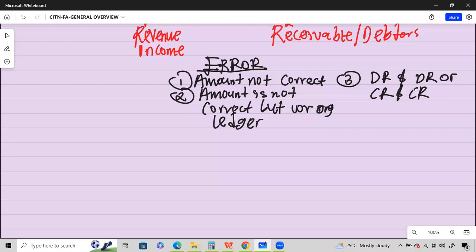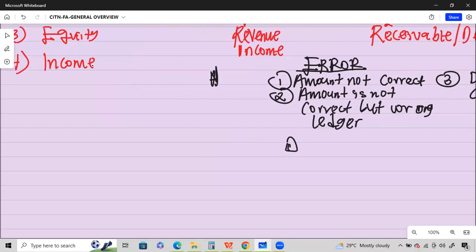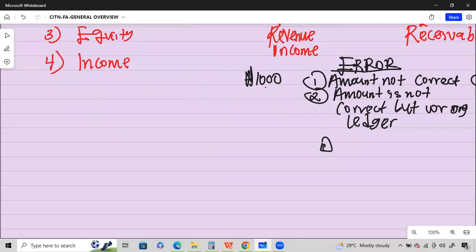You know what the principle of double entry is saying: if you debit one account, you must also credit another account. So we cannot have a situation whereby it was credit, it was debit. We can have one, that is number one, the amount is not correct. It's supposed to be 1,000 naira, but we now record 100 naira. That is, the amount is not correct.